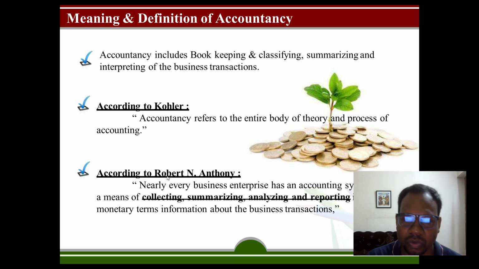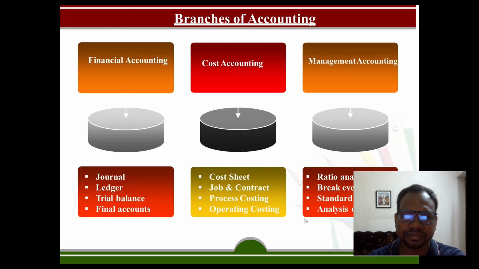Now, according to Robert and Anthony, nearly every business enterprise has an accounting system. Every business has its own accounting system. It is a means of collecting, summarizing, analyzing, and reporting in monetary terms information about the business transactions. Very important, these things. Collecting, summarizing, analyzing, and reporting in monetary terms information about the business transactions. I hope you understood all those things. So let's start the next one.